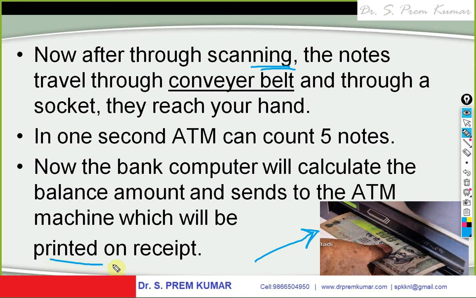The printed receipt is given to you, and how it is able to do the calculation: the centralized bank server will perform all sorts of calculation, and the content which is to be displayed on the hard copy is sent from the centralized bank to the ATM machine, and the ATM machine will print that through the printer, and finally the customer gets the receipt.